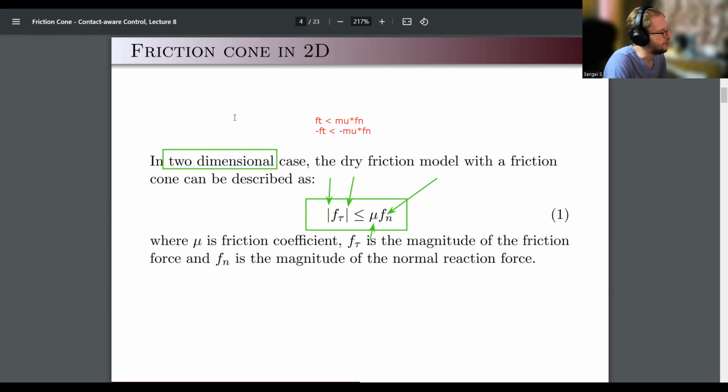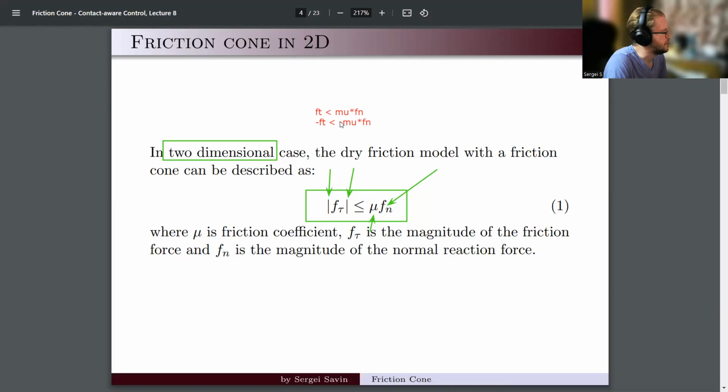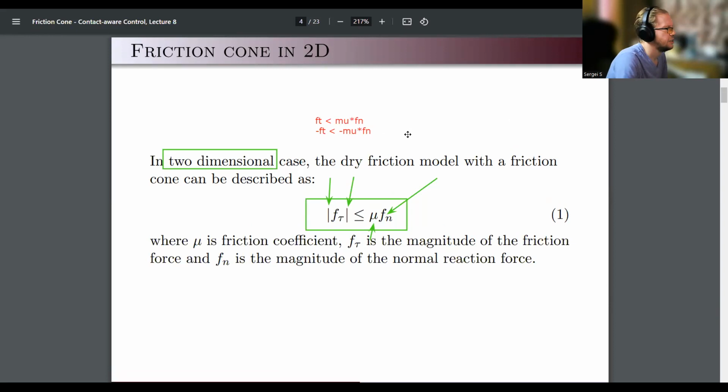That's correct? Let me, no, I think I made a mistake. There's one mistake, yeah. Let me correct it. Yeah, this was a mistake. Okay.